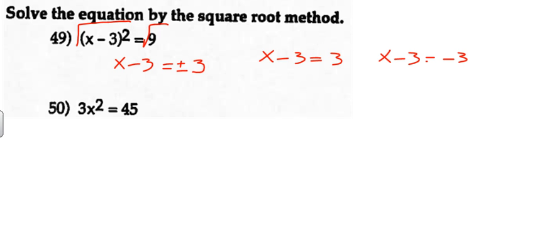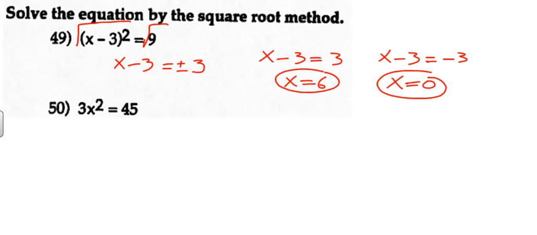And there's numerous shortcuts for this. You just pick whatever one that you remember the best. Add 3 to both sides on this one. X is equal to 6. And on this one, add 3 to both sides, and you get x is equal to 0.